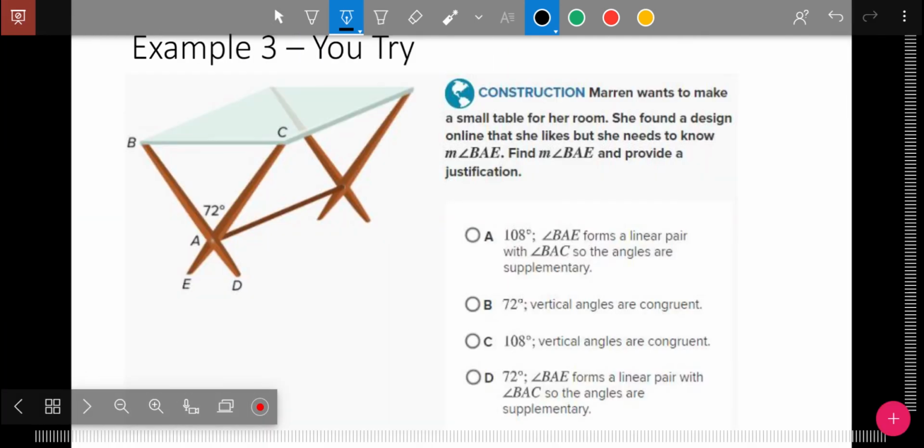All right, give this one a try. Pause the video here. Take a second to read it. It says, Mara wants to make a small table for her room. She found a design online that she likes, but she needs to know the measure of angle BAE. All right, find the measure and provide a justification. So find the measure of angle BAE and explain why you know that.